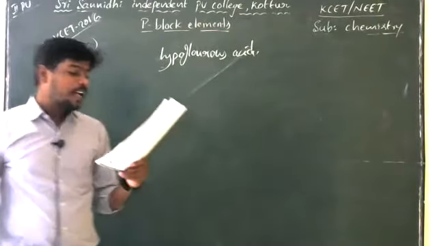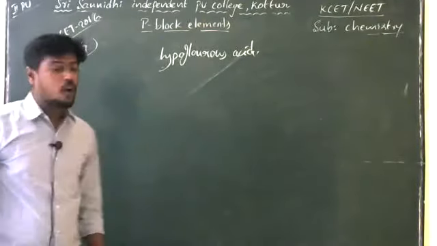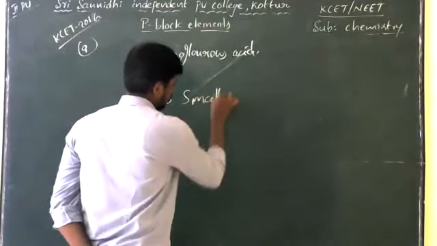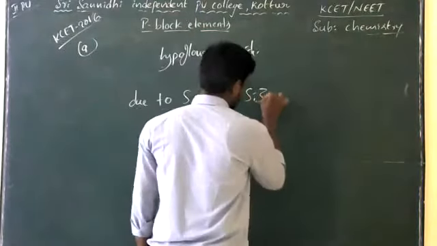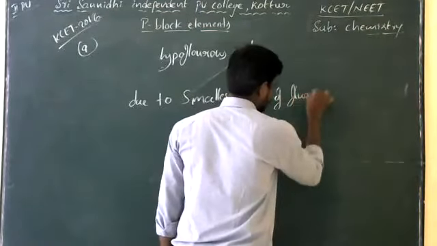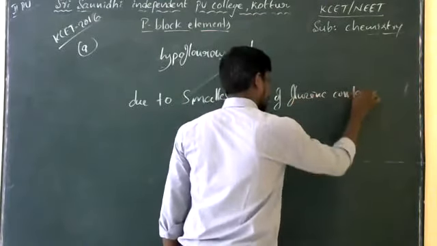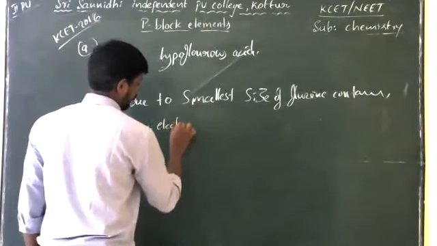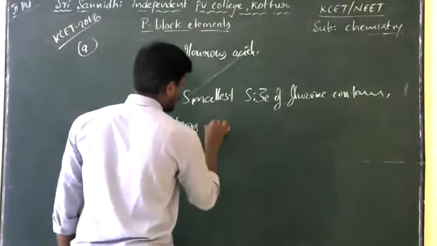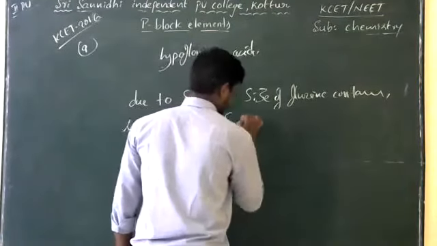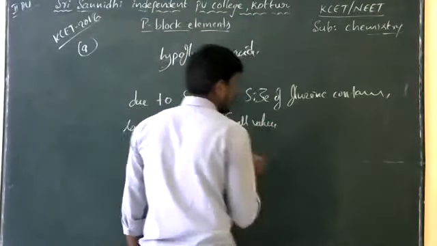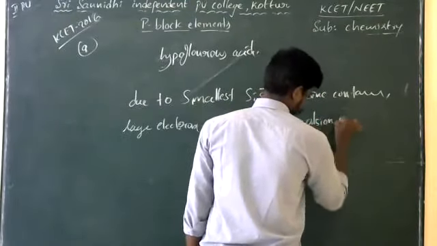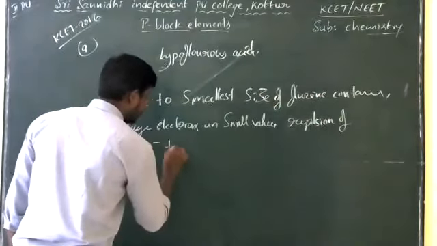Again, option D, high fluorine-fluorine bond dissociation enthalpy. No, due to the smallest size of fluorine, it contains large electrons in a small volume, so repulsion of electrons takes place.